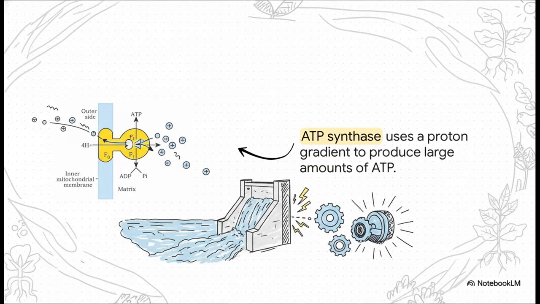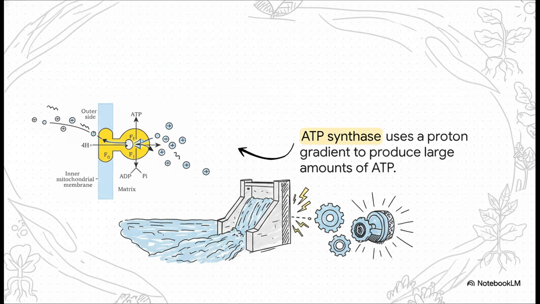Now here's the magic. As those electrons are passed down the chain, their energy is used to pump protons across a membrane, creating a huge concentration on one side. It's like building up water behind a dam, so much potential energy. Then, these protons rush back through a special channel, a tiny little machine called ATP synthase. And as they flow through, this machine literally spins and churns out massive amounts of ATP.